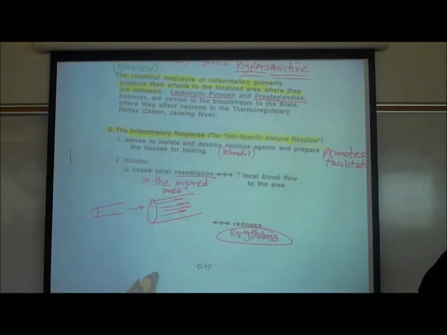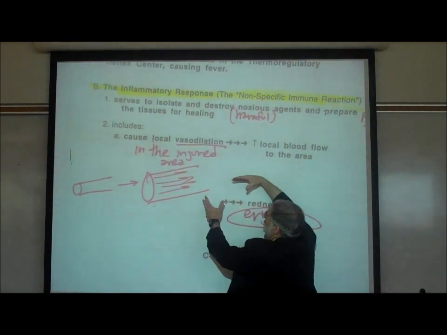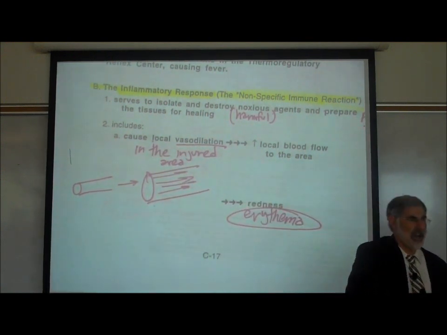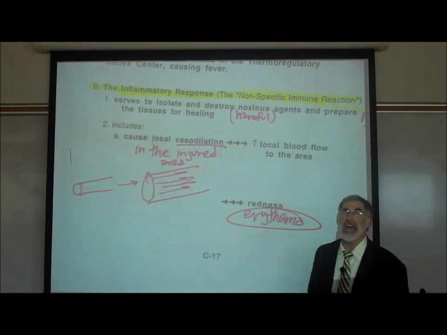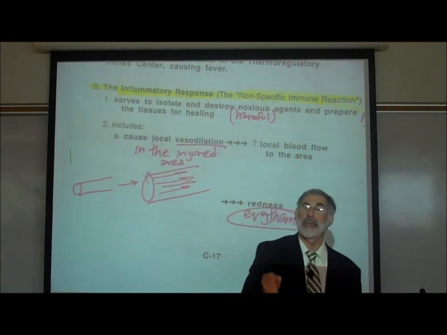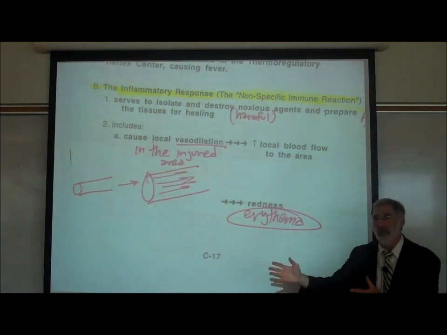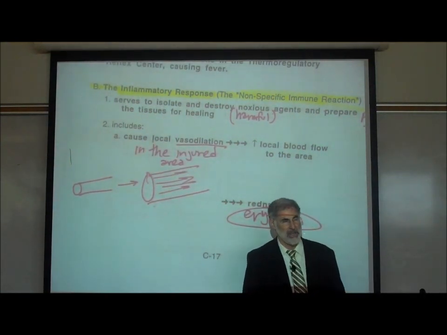Now, the question is, what does that do? So what if they dilate? How does that help us? All right, let's think about it. First of all, if the vessels dilate, that increases the flow of blood. That's going to increase the flow of blood to that injured area. Isn't that going to bring more white blood cells and antibodies to that injured area? We said this response is to get rid of the bad guys and promote healing. So by increasing the flow of blood, it increases the delivery of white blood cells and antibodies to the injured area in case there's bacteria or viruses causing the injury.